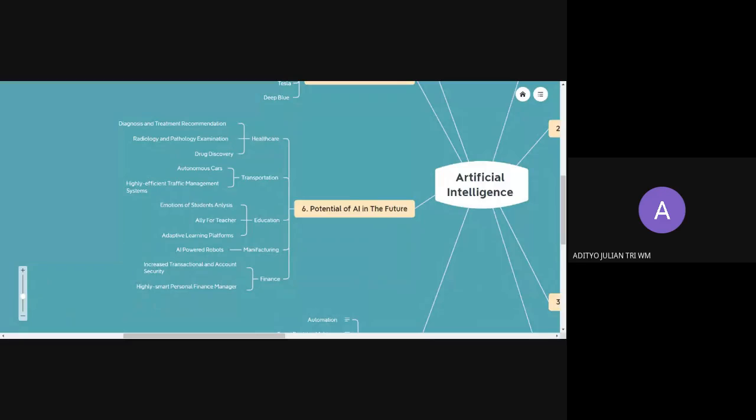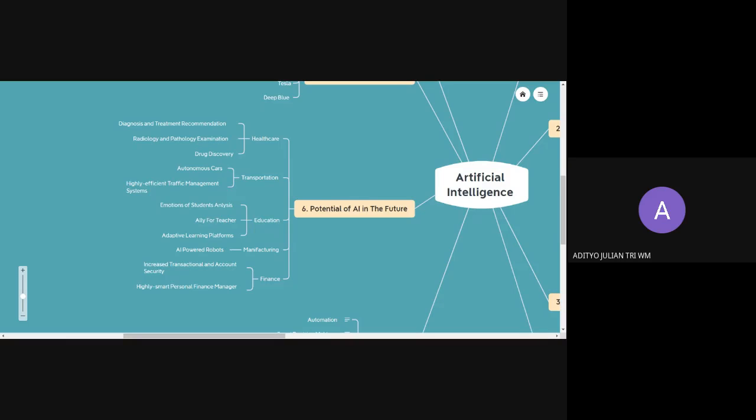And then the second potential is radiology and pathology examination. So the automation of image analysis will support radiology and pathology. And then the third one is drug discovery. Through advancement, AI will support the identification process of new potential therapies from big databases of information on existing medicines. So drug discovery will soon be supported by AI also.